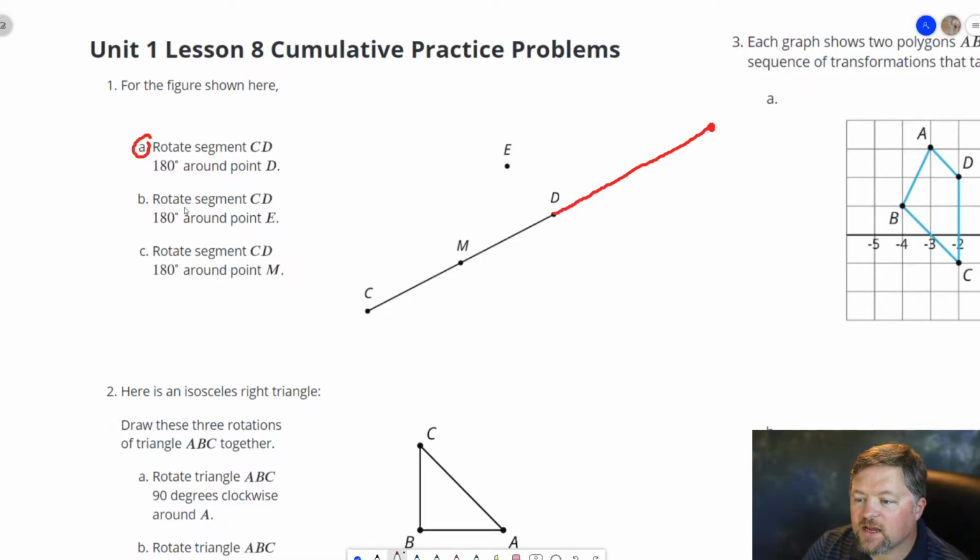Now it says to rotate it around point E. This would be easiest to do with a piece of tracing paper, I think. But if that's blue, if we rotate that 180 degrees around point E, you should be getting something that looks kind of like that.